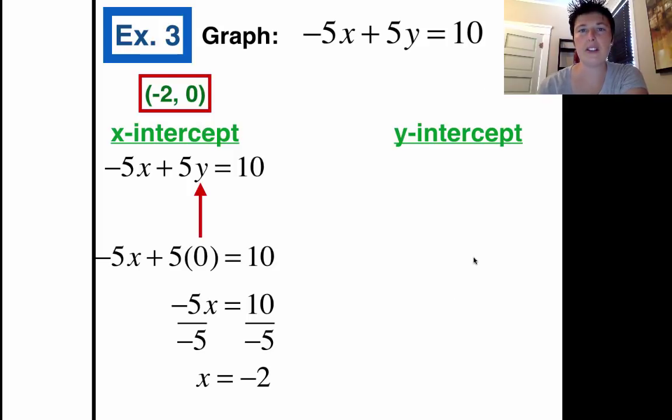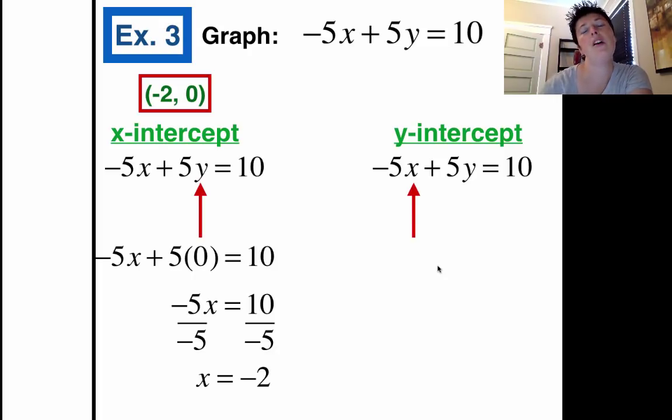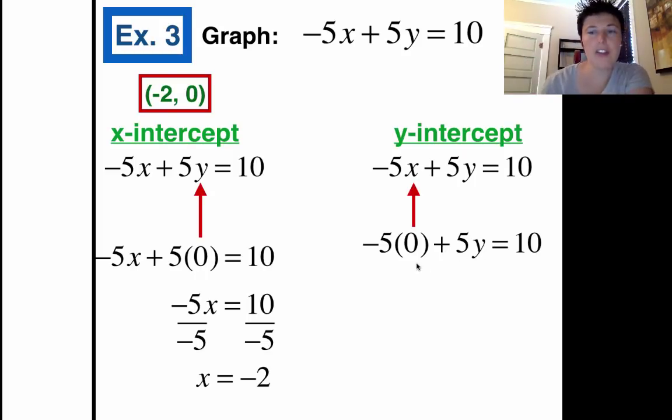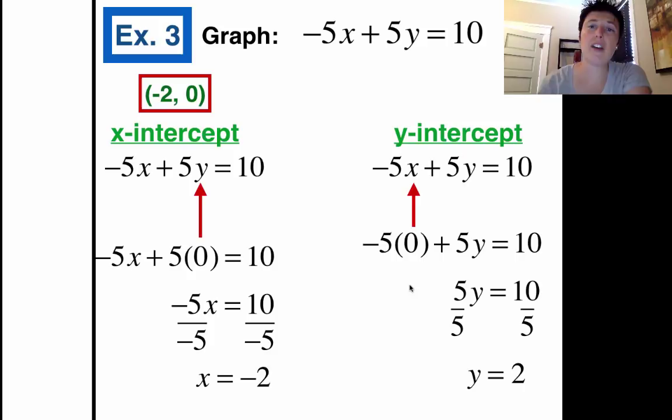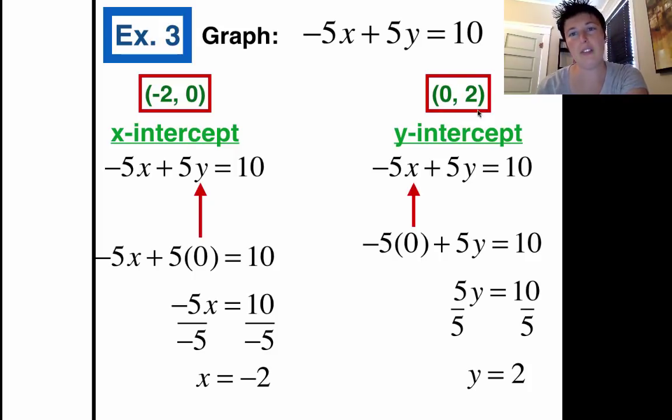All right, now let's do the y-intercept. Same thing, copy down the equation. -5x plus 5y equals 10. But this time, the y-intercept happens when x is equal to 0. So we're going to put a 0 where the x is this time, and then we're going to clean it up and solve. So instead of -5x, it's -5 times 0 plus 5y equals 10. Now -5 times 0 goes away, it's just 0. So 5y equals 10. Divide the 5, y is equal to 2. 10 divided by 5 is 2. So our y-intercept's happening at 2, so we could say (0, 2). X is equal to 0, y is equal to 2.